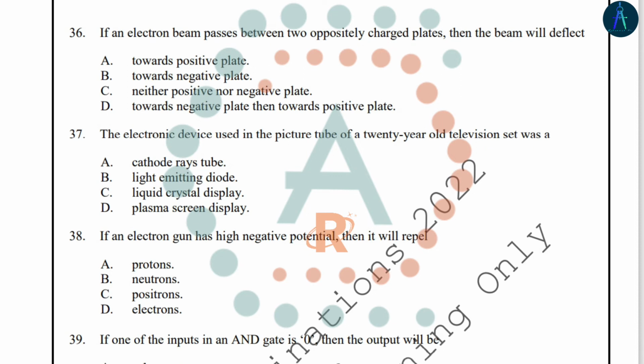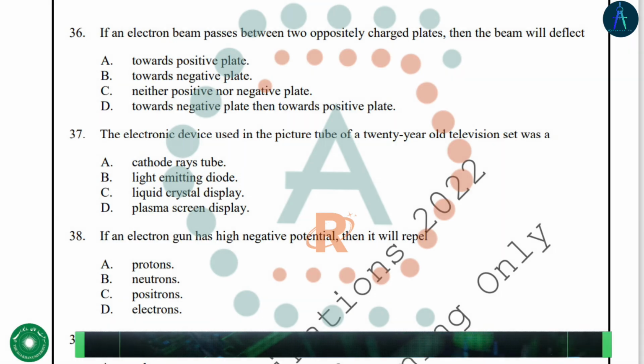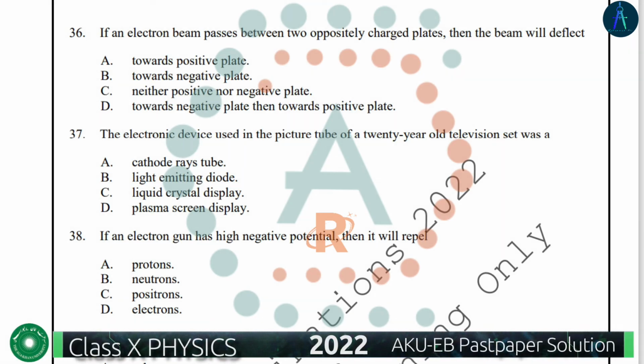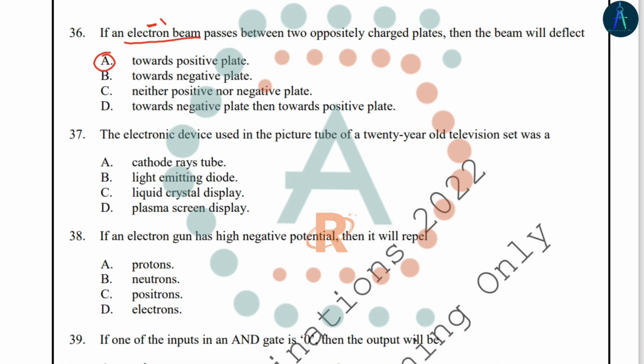Then we have question number 36. If an electron beam passes between two oppositely charged plates, then the beam will deflect towards the positive plate. Because this electron beam is negative, so this beam will be attracted towards the positive plate.